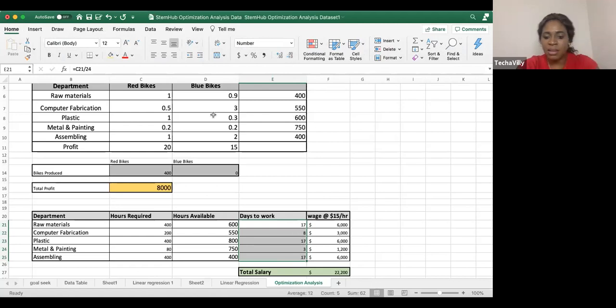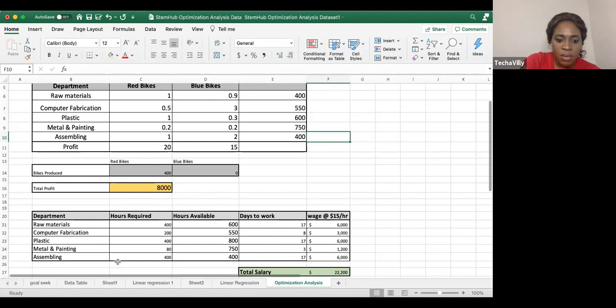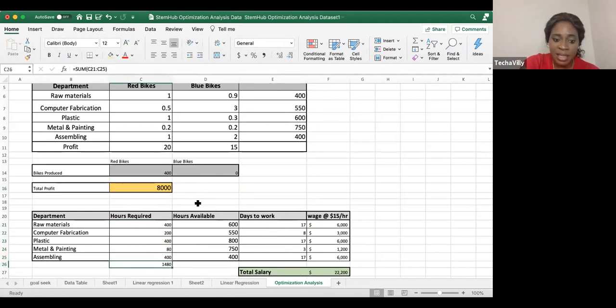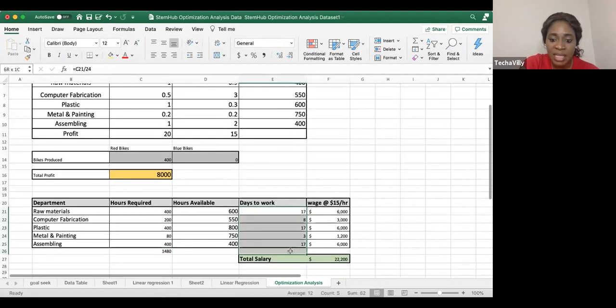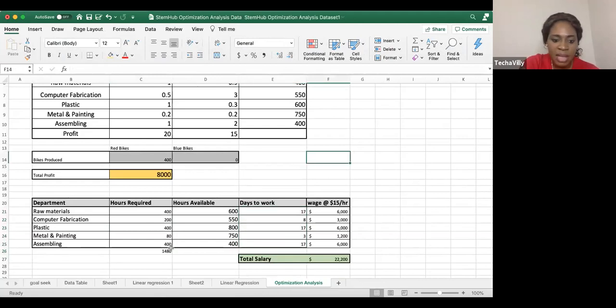I'm taking out the decimals. So the total number of hours that this company needs to produce 400 bikes, I just added it. So it's 1,480. And the total number of days, okay, you might not be able to add this though, but that's fine. So the total number of hours they need is this.